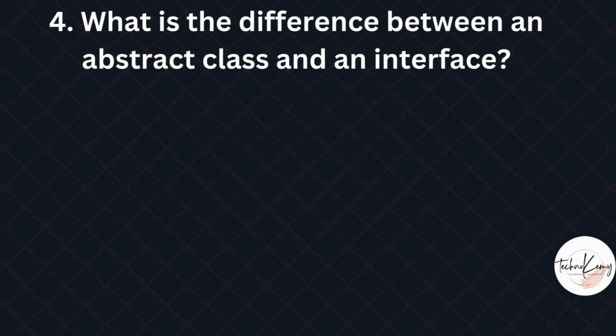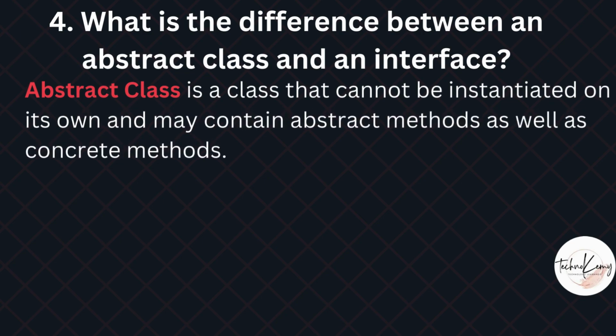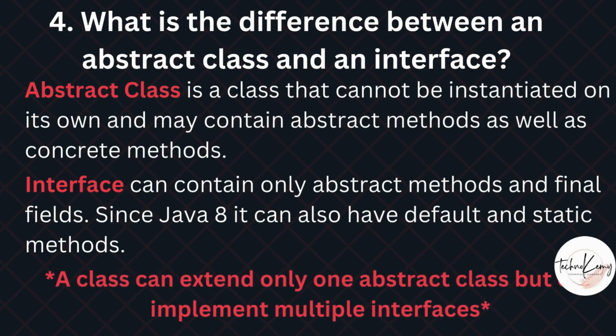Question number 4. What is the difference between an abstract class and an interface? An abstract class is a class that cannot be instantiated. It means we cannot create an object of an abstract class. It can have a combination of both abstract methods without any body plus concrete methods which will have the implementation and the body. On the other hand, an interface can have only abstract methods and constants, which are final fields. From Java 8, it's possible to have default as well as static methods. The major difference we need to remember here: a class can extend only one abstract class, but it can implement multiple interfaces.